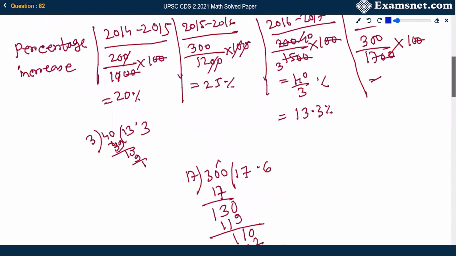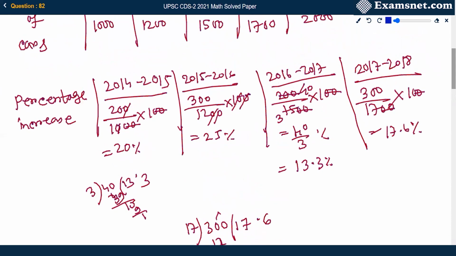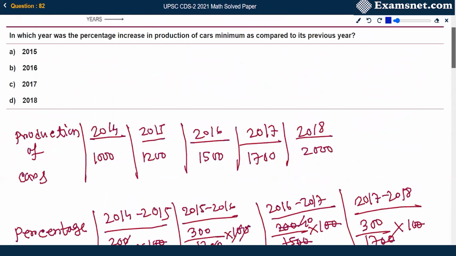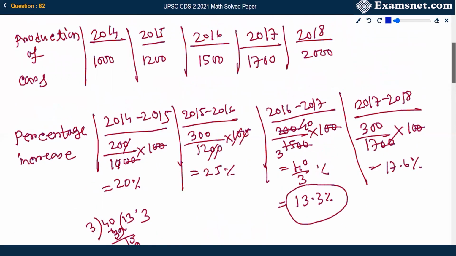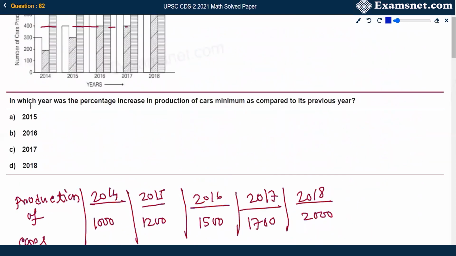Okay, so approximately we can write 17.6%. Now we can see that the percentage increase in production of the cars is minimum here, 2016 to 2017, as compared to the previous year, because there is only a 13.3% change. So 2017 is the correct answer. Here option C is the correct answer, that is 2017.